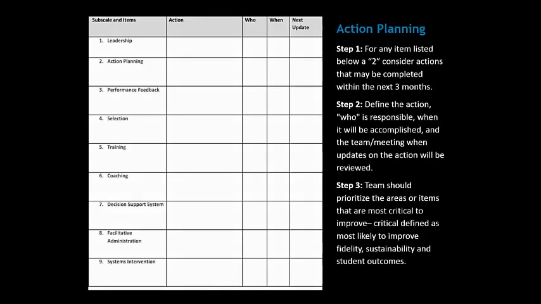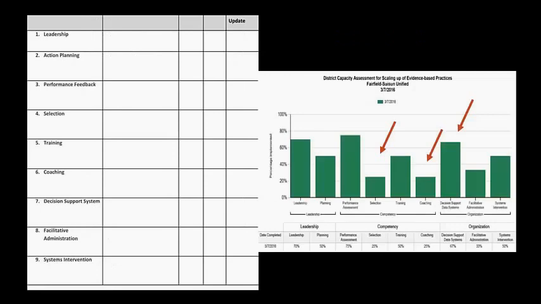So the DCA provides you with an action planning tool. And we want to look at those graphs I showed you previously and the 9 key areas, the sub-skills to develop our action plan. And we want to call attention to what's the action we're going to take, who's going to do it, when is it going to be done by, and then are we going to update it. So if you've been doing PBIS for a while, you'll be real familiar with our strategies for ensuring that things get done, and this is very similar to the TIPS model.